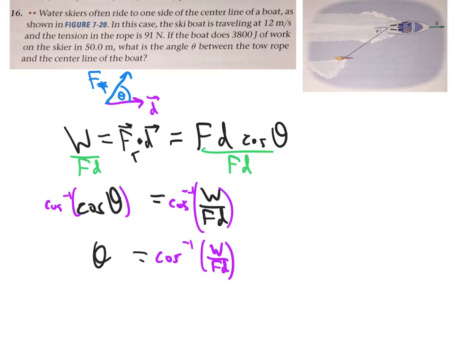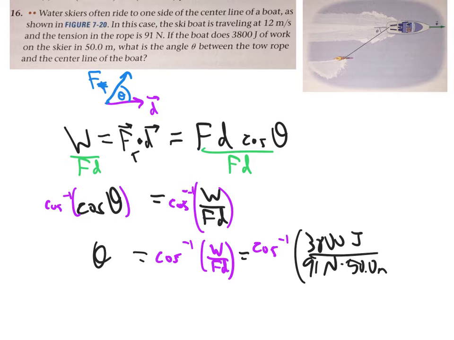And I have all those numbers, so I can just put them in. Inverse cosine of 3,800 joules divided by 91 newtons times 50 meters, which we get to be 33.37 degrees. We have, it seems, 2 sig figs, so 33 degrees.